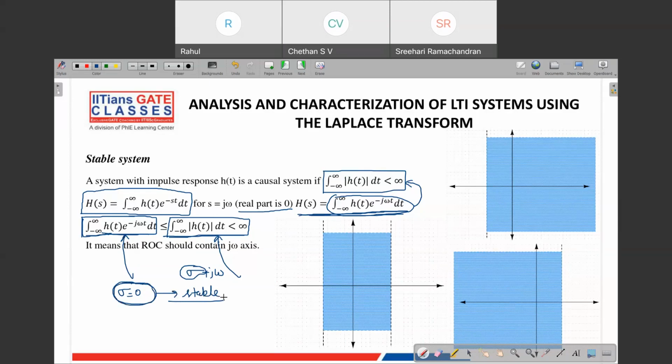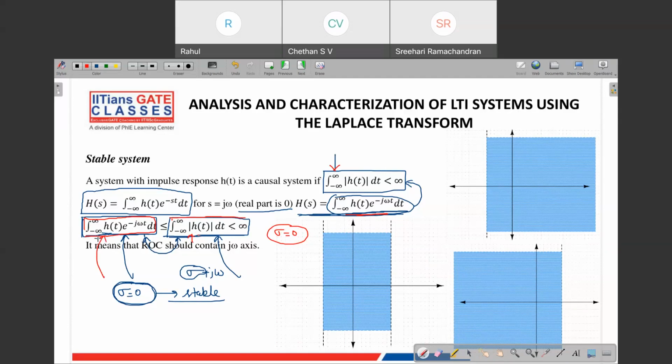Let me quickly explain it again. Here I arrived at this point. I have these two expressions. This expression I have taken from the criterion for the system to be stable. And the second one I have got from here by putting sigma equal to 0. Let's assume that this system is stable. It means that this is going to converge to some number which is less than infinity. It means that this integration is also going to converge, which is less than infinity.